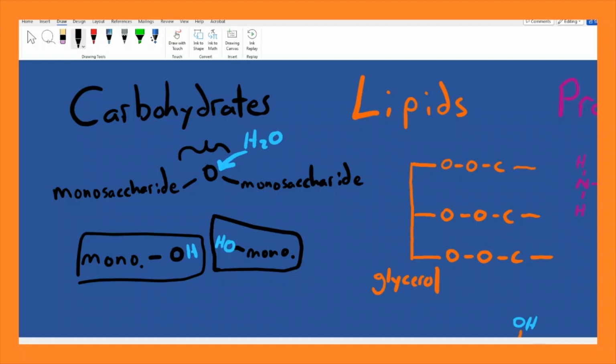That's hydrolysis. For the biochemistry lovers in the audience, which I'm sure there are many, this is actually the opposite procedure of how I made the disaccharide. We made the disaccharide by taking water out of it, dehydration synthesis. We break it apart by adding water to it, hydrolysis.